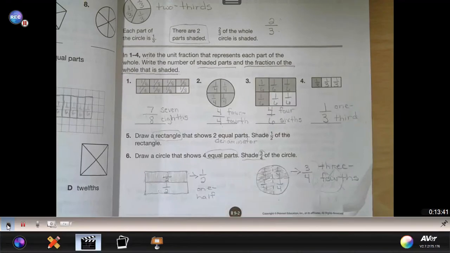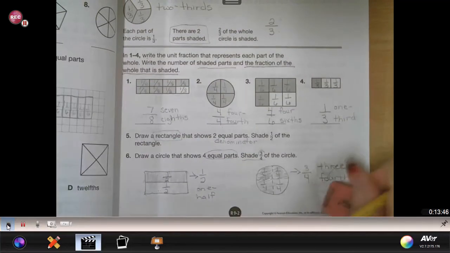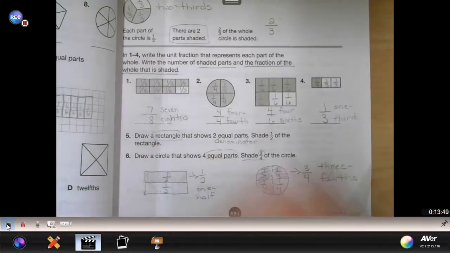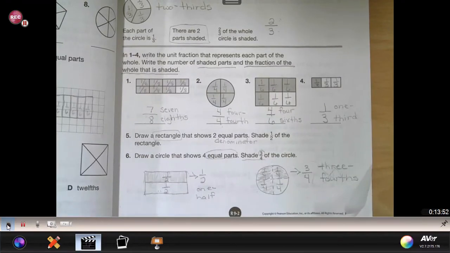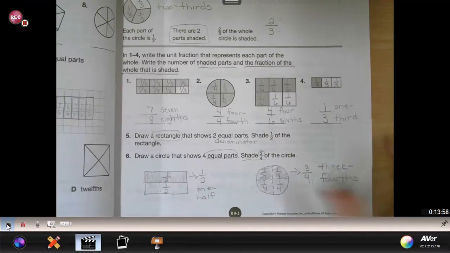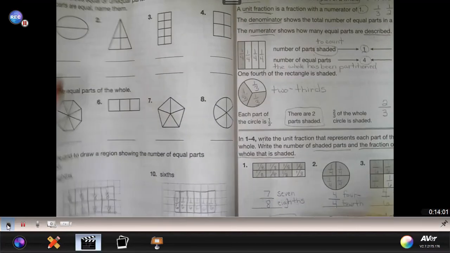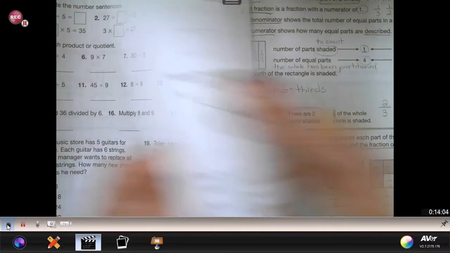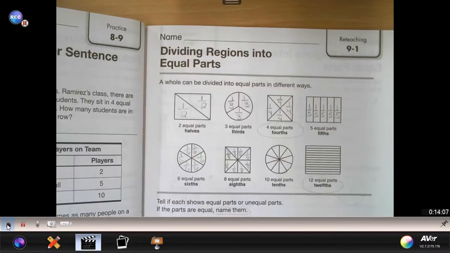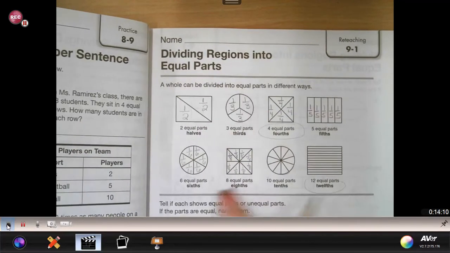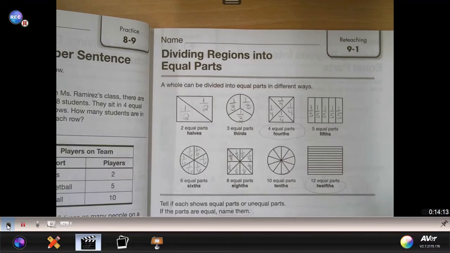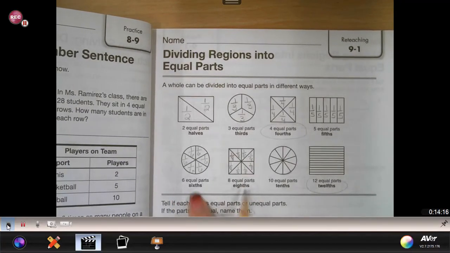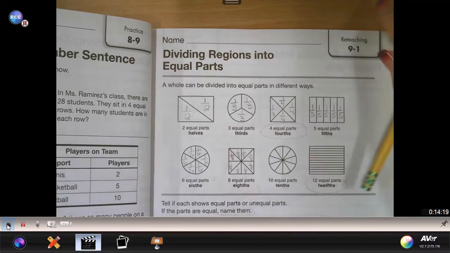Okay? So I just want to remind you that you are going to write these out as words, just as I have demonstrated for you here in the front page. Again, if you do not remember how to write the fractions, you can always come over here to the front of 9-1, and 9-1 gives us all the words on how to write 6 equal pieces as sixths, or 8 equal pieces as eighths. Now, the rest of your assignment is going to be on the back.